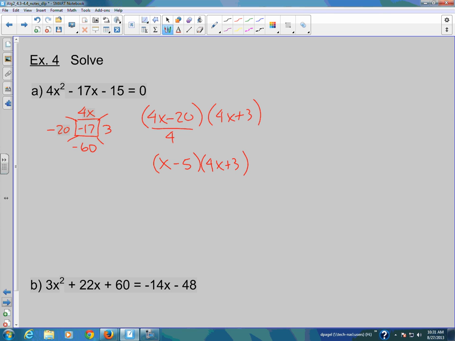Now I'm just showing the box method. You don't have to do that. You could do the trial and error thing. You'll get the same answer. And then because of our zero product property here, we get 5 or -3/4.